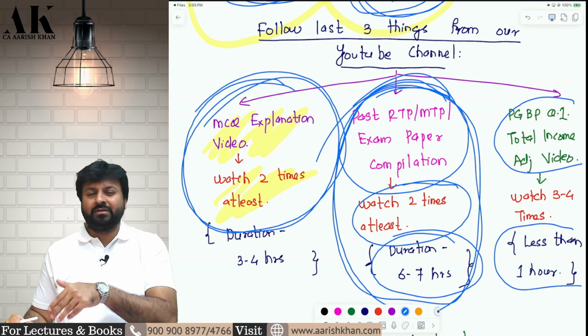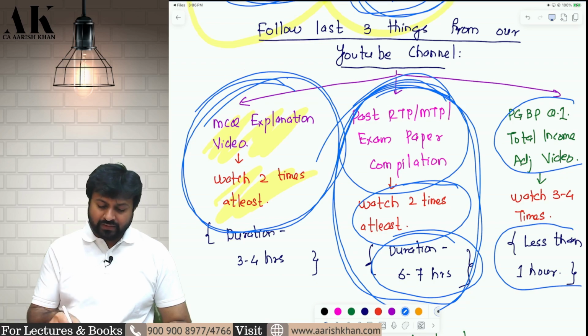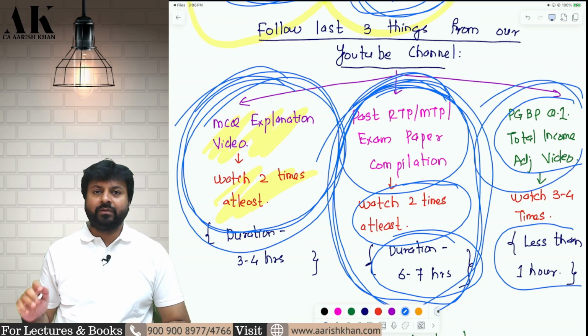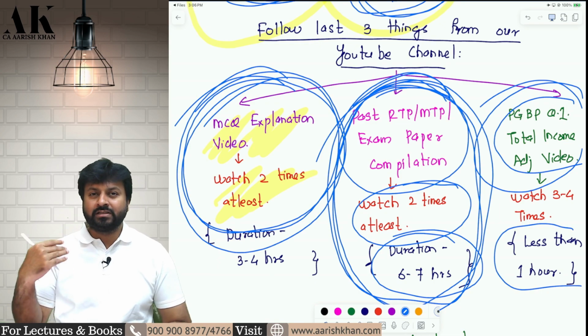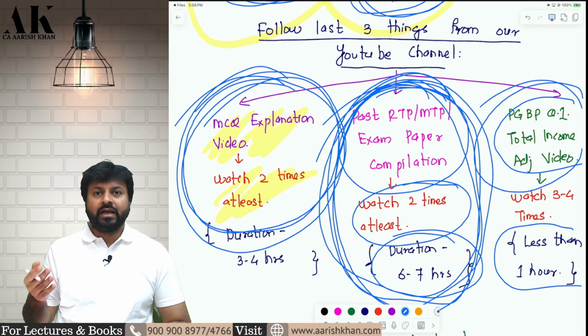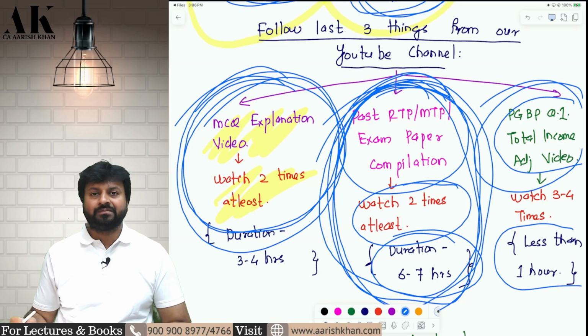All these things will come in the month of March and April. This will come in the month of March, this will come in the month of March, and this middle one will come in the month of April, because till the time the ICAI does not release the new RTPs and MTPs, I will not be able to upload this middle one. I am waiting for the ICAI to bring all these things. As soon as they bring, I will try to upload them.